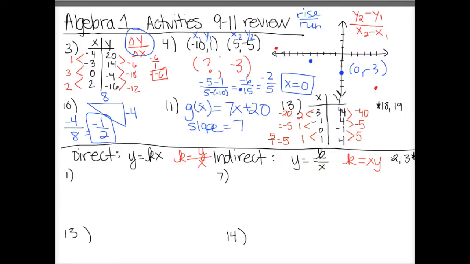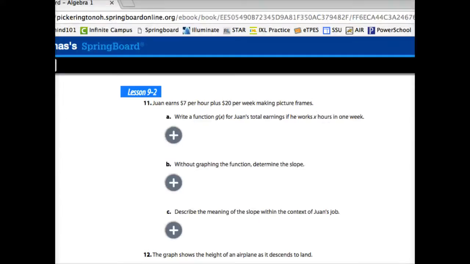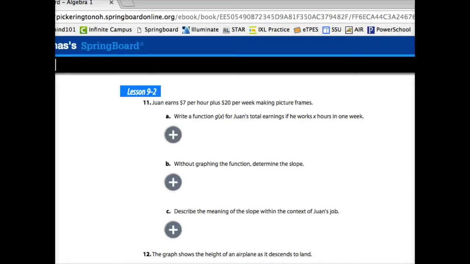All right, I have marked to look at 18 and 19. They must be ones where you have to look at the picture.